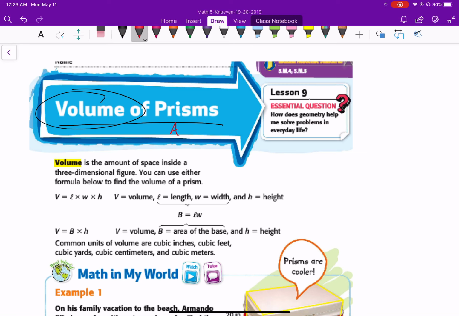So area, we talked about that being our base times height, and those are two-dimensional figures. Well, volume is going to be when we take the length times the width times the height, and we have three dimensions. So that's why we have 3D figures. So let's break down some of our definitions.